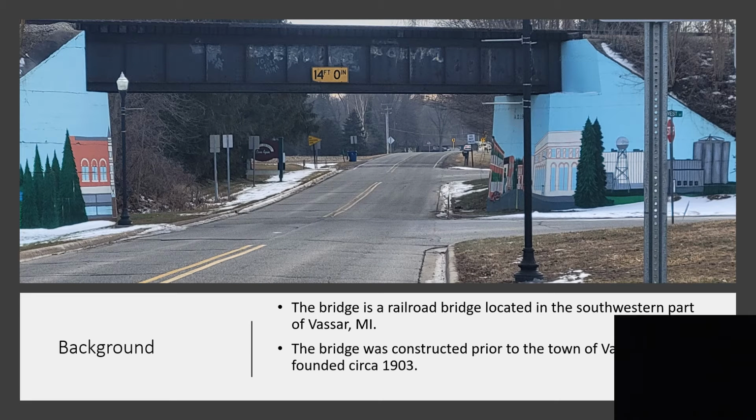The background of the bridge is a railroad bridge located in the southwestern part of Vassar, Michigan. The bridge was constructed prior to the town of Vassar, founded circa 1903.